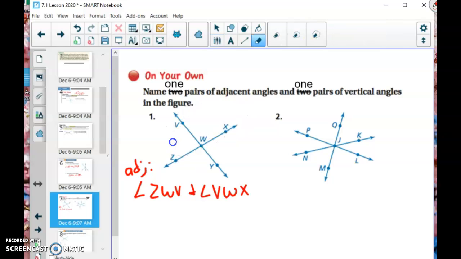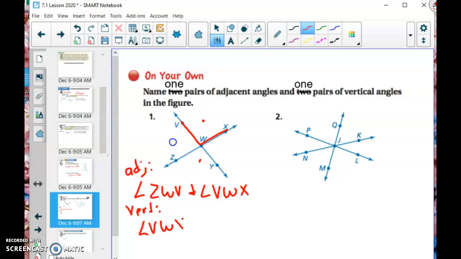Then to name a pair of vertical angles, well, there are two pairs that I could possibly name. I'm going to choose this one and this one. So then the vertical angle would be angle VWX. And then the partner vertical angle would be potentially ZWY. Of course, you might have chosen another pair of angles. Just make sure that they are congruent to each other and they are opposite each other.